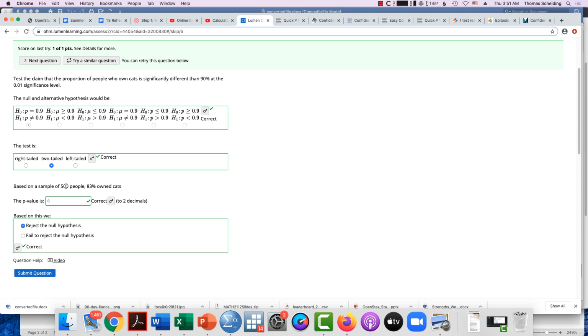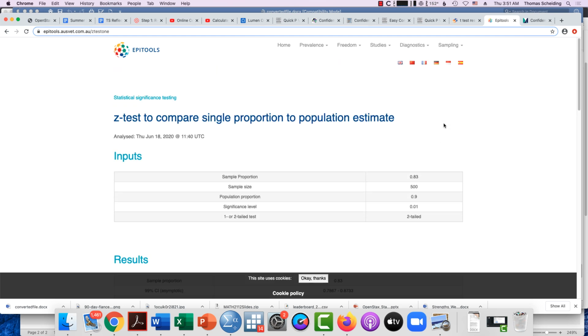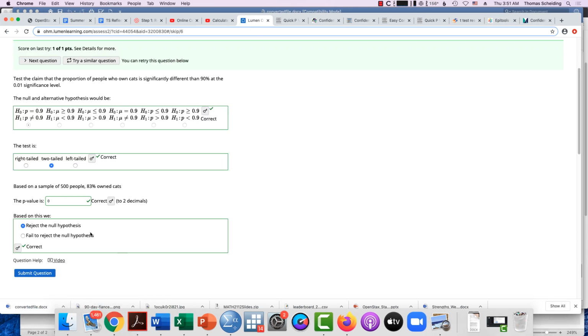Now, the way that you're going to get this proportion where you're going to test it is you need to do the one proportion z statistic, which is what I did right here. I did a z-test to compare a single proportion to the population estimate.